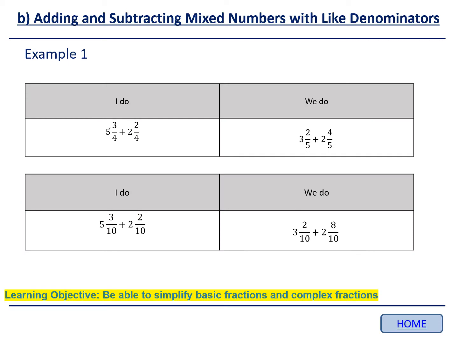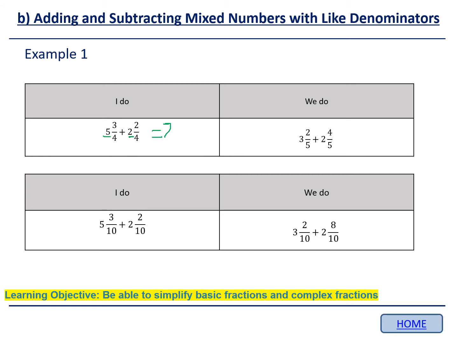So to begin things, I'll do the first I do. So firstly, we have to look at the whole numbers, integers here. Let's add them up. So that's going to give us 7, right? And then we need to look at our fractions. So we've got 3/4 and 2/4. So we're dealing with quarters here in this sum. Now this is going to leave us with a top-heavy fraction of 5/4. So we need to make sure that we can get that to a mixed number.